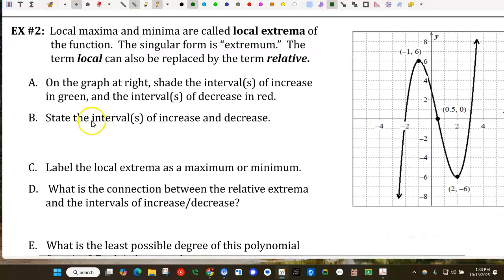It's going to ask a few more questions about all this, just to make a little bit more sense. And it does say to use some colors here. If you don't have it, it's all right. Just do different shades or something like that. So it says on the graph on the right, shade the intervals of increasing in green. So that's what I'm going to do. Grab my green. Increasing, of course, from left to right. So we're going up. Yeah, so from here to here, increasing. And then from here to here, increasing. And decreasing in red.